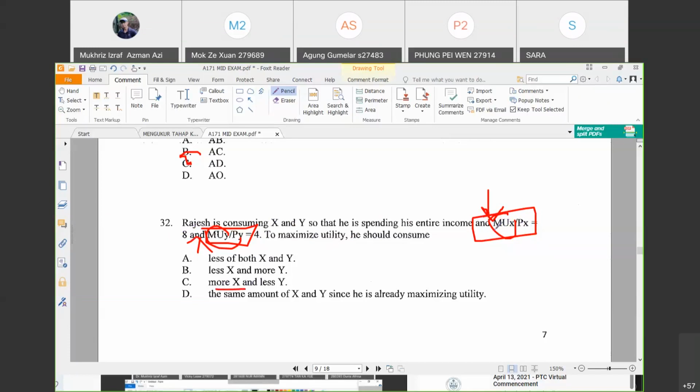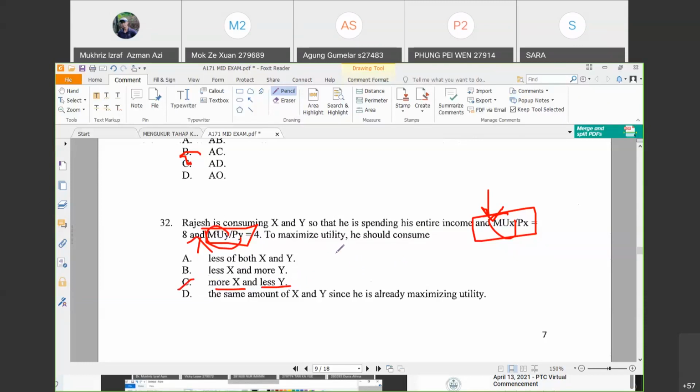Meaning you need to reduce MUX. To reduce MUX, you need to consume more of X. And at the same time, you want to increase this ratio. This ratio can be increased by increasing MUY. So how to increase MUY? By consuming less of Y. So it should be C.